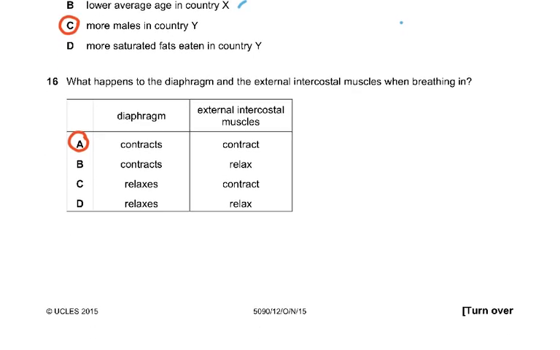What happens to the diaphragm? Question 16. What happens to the diaphragm and the external intercostal muscles when breathing in? Diaphragm muscle contracts and the external intercostal muscles both contract. So this will increase the volume, pressure will decrease, and air will move in from high pressure, from the outside, to the inside low pressure.